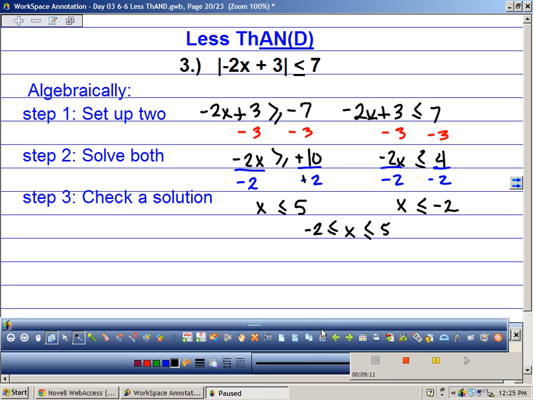Anybody need this still? I have one more to get through. Yes. If it wouldn't be, yeah, it would be no solution.